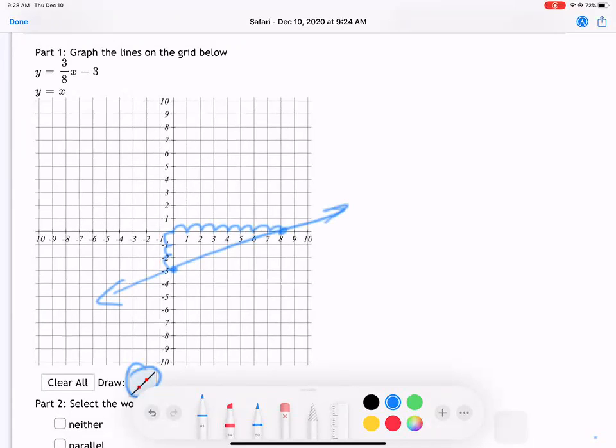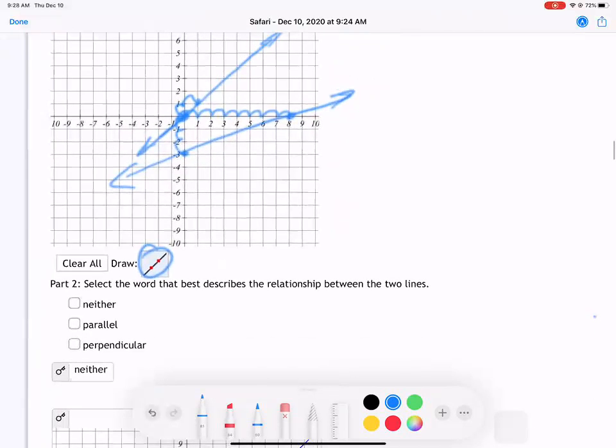But then the second line here, y is equal to x plus 0. My m is 1 and my b is 0. Okay, so from 0, we're going to go up 1 over 1. And it'll automatically graph it for you. Now, do these lines look parallel to you? Because that's the second part, part 2 of this question. Select the word that best describes the relationship between these two lines. Are they parallel? Are they perpendicular? Or are they neither?